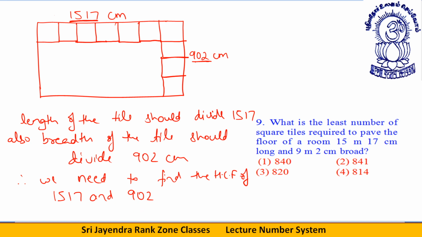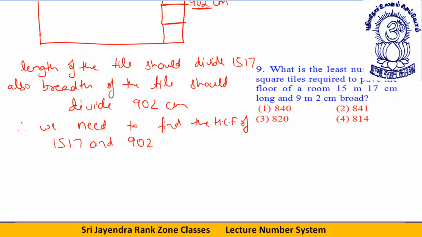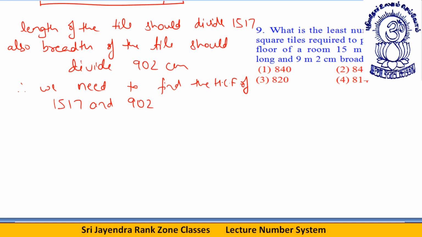Now just think about it. How will you find the HCF of these numbers? The two numbers we have, 1517 and 902. Either you can take their difference, whatever way you like, but you have to calculate the HCF. Let me bring it down. 1517 and 902. Let me show you one more method.